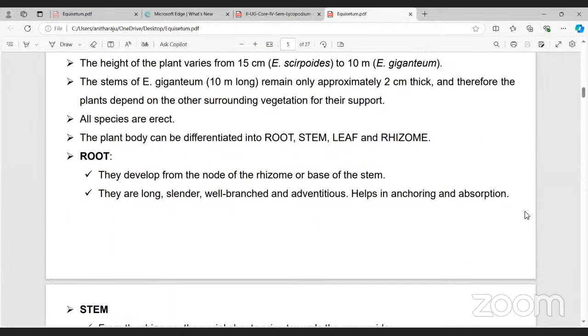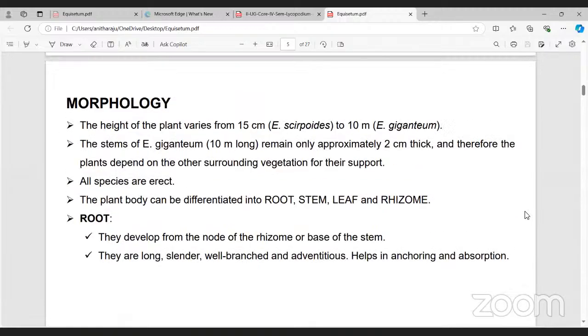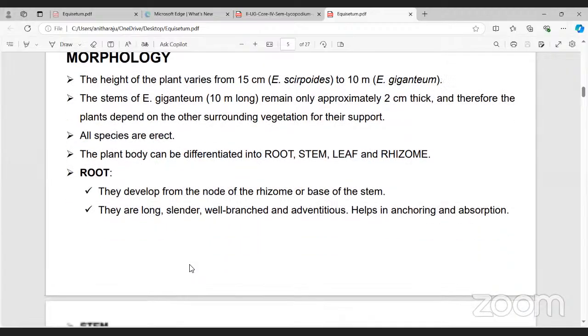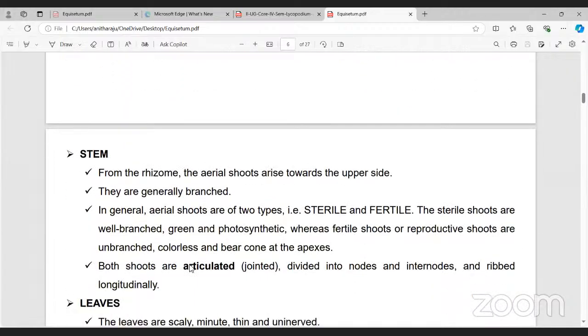Morphology was already discussed yesterday. If you see the sporophytic plant body, it's not an important one. Here the sporophytic plant body is differentiated into root, shoot, leaf and rhizome, right? The roots develop from the nodes of the rhizome, at the base of the stem. They are long, slender, adventitious. Function, you already know. What about the stem?